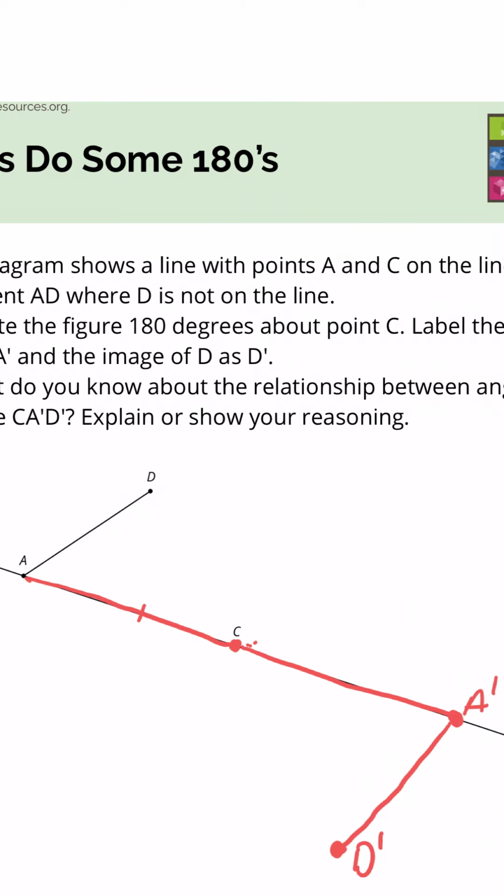You can see that angle CAD and angle CA prime D prime have the same measure because both distances and angle measures were preserved under the rigid transformations we performed.